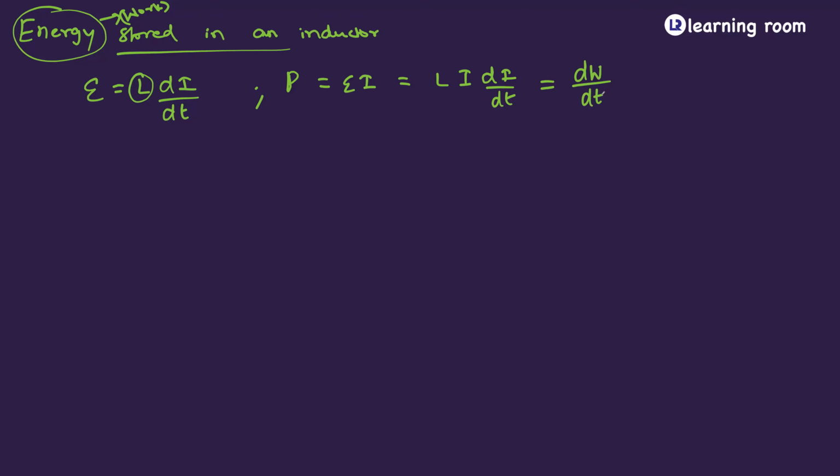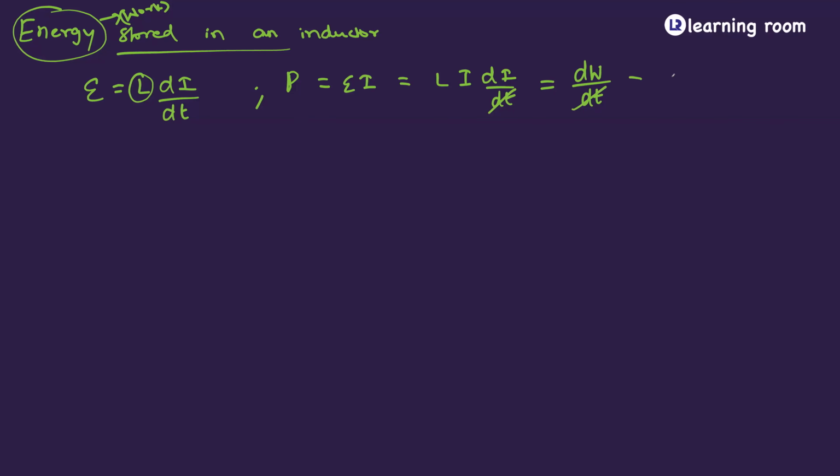Is the sequence clear? First, what did we start with? We started with the EMF, which is equal to L into di by dt. After that, we wrote the expression for electrical power. Electrical power is E into I, so you write it as L into I into di by dt. How is power defined? The rate at which work is done, dW by dt. The dt and dt will get cancelled. So if I'm able to calculate the value of work done here, I'll be able to calculate the energy.